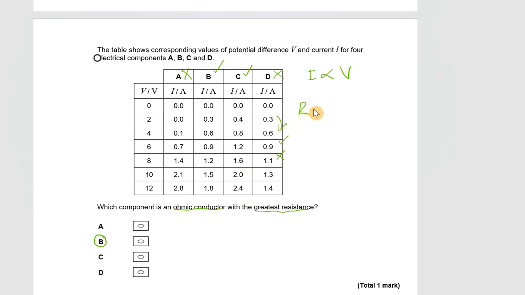Well, resistance is equal to potential difference over current. And if we look, easiest to look at the largest potential difference, I think. If we look at the potential difference when they both have 12 volts, B has a smaller current than C. Well, it must be a smaller current because it has a larger resistance. So the correct answer is B.